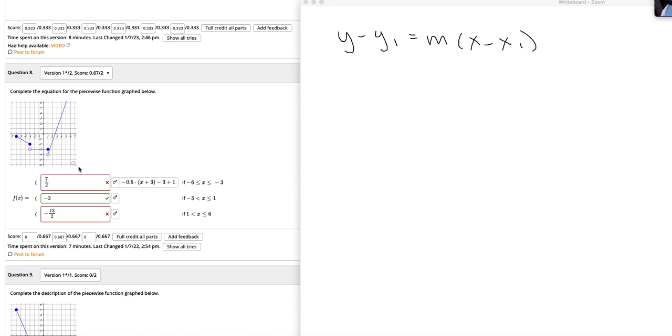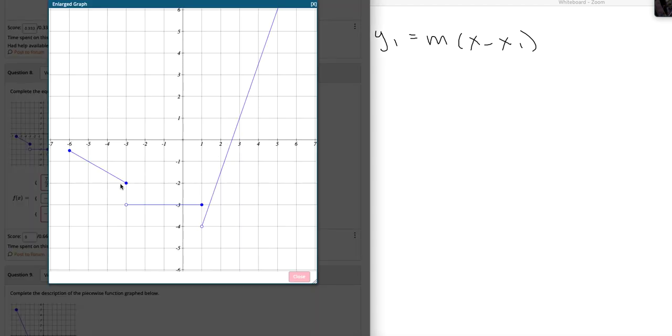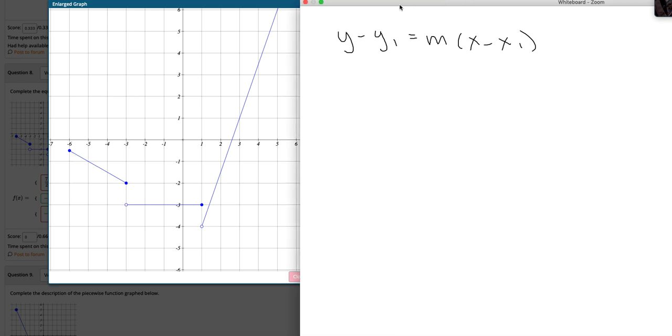And then the other thing I wanted to show you in case you didn't find it was this little magnifying glass right here. Makes it way bigger and easier to see. So just in case you hadn't found that, there it is.